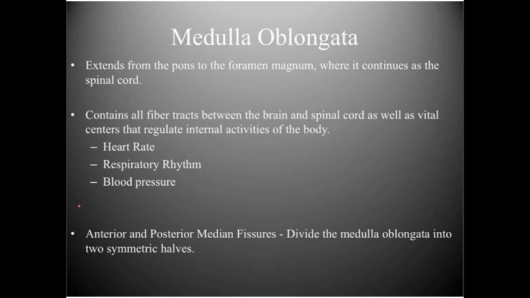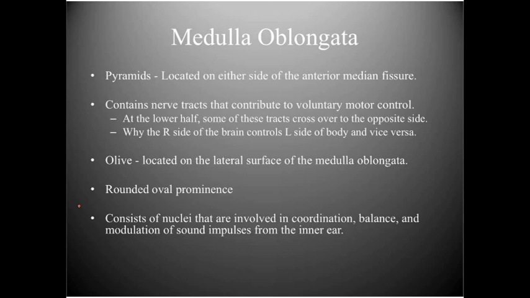The medulla oblongata extends from the pons to the foramen magnum, where it continues as the spinal cord. It contains all fiber tracts between the brain and the spinal cord, as well as the vital centers that regulate internal activities of the body, such as heart rate, respiratory rhythm, and blood pressure. Anterior and posterior median fissures divide the medulla oblongata into two symmetric halves.